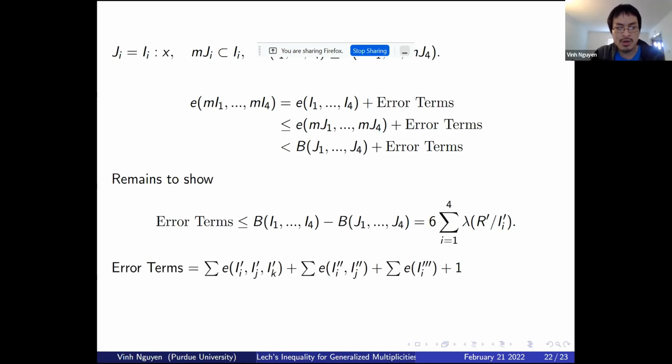Okay, so just to write out what the error term is again, the error term is just the sum of these mixed multiplicities. And so it remains to show that the sum of these mixed multiplicities is less than or equal to 6 times the sum of the colengths. And it turns out that this bound is a technical result in dimension 3, which I won't show here, but that completes the proof.